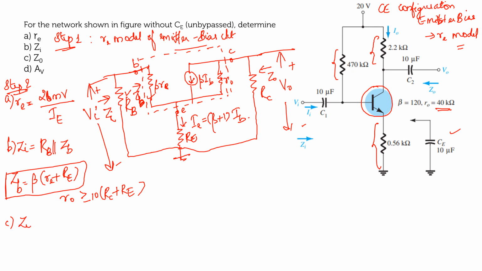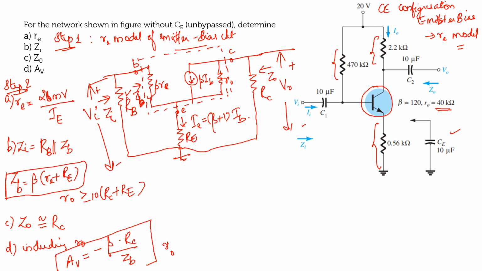Okay, now next one is your output impedance. For any value for R0, what will be your output impedance? Which will be equal to RC. And the D part, so here also including your R0, what is the value for your gain? That is AV is equal to, what is your value? Minus beta into RC divided by ZB under the condition, what will be your condition? Under the condition R0 is greater than or equal to 10 times of RC. So these are the different formulas you have to substitute in order to get the answer. Okay.